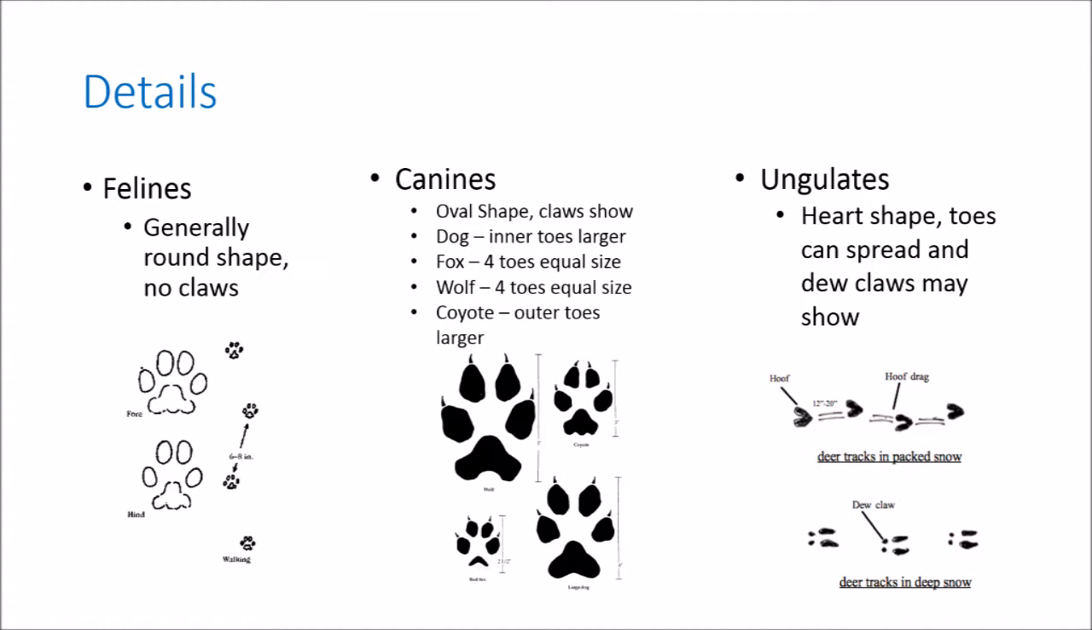The shape of a feline print is generally round with no claws shown. Canines have an oval-shaped track where the claws show and toe size varies among species. Ungulate tracks are heart-shaped, though the toes can spread and dew claws may show.